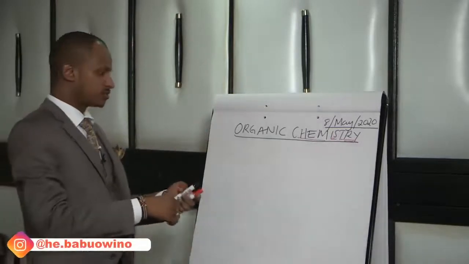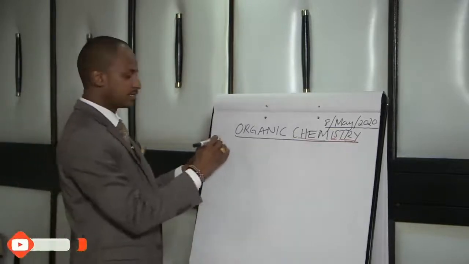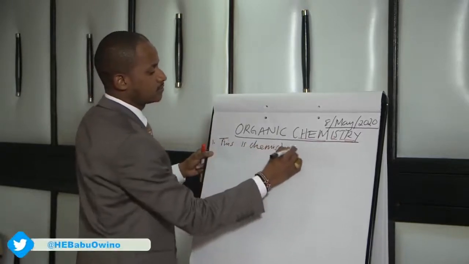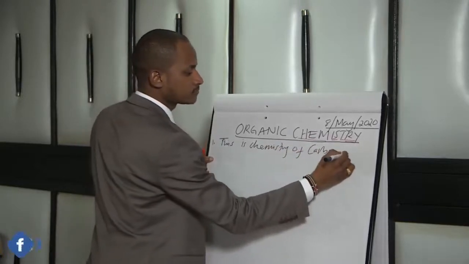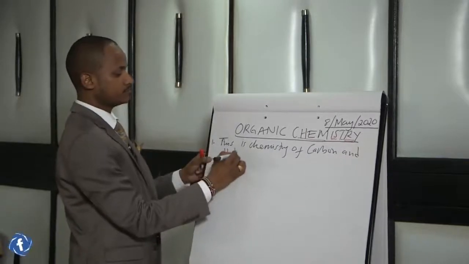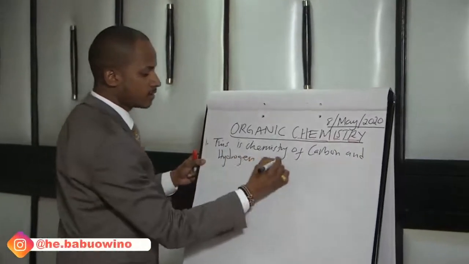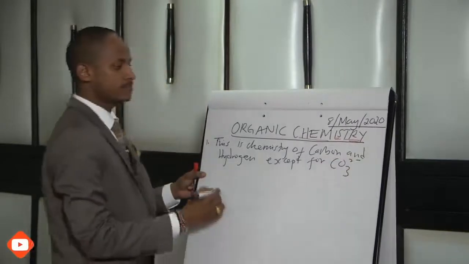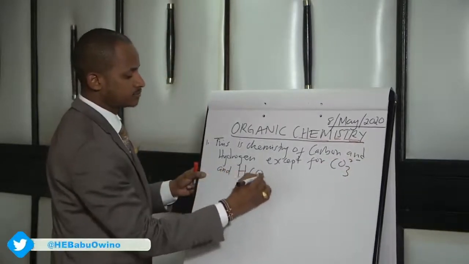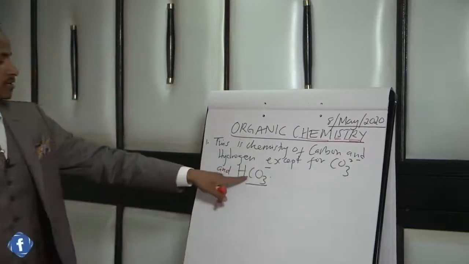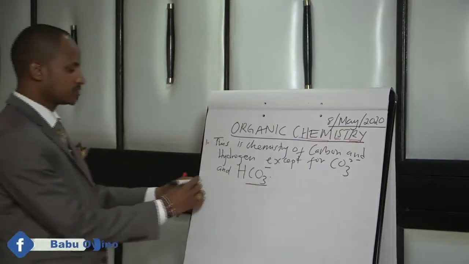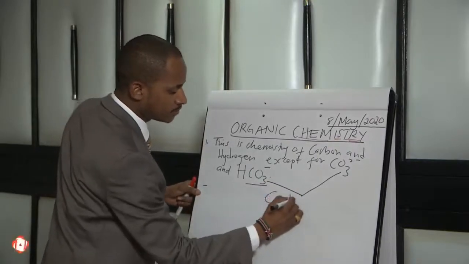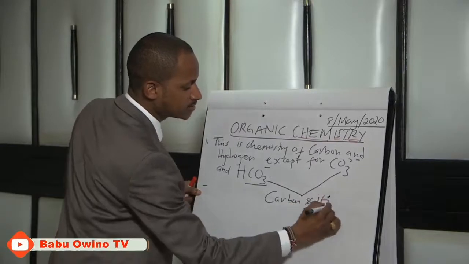So when we are doing organic chemistry, the first thing, this is the chemistry of carbon and hydrogen, except for carbonates and hydrogen carbonates. Why do we say except for carbonates and hydrogen carbonates? This is because the carbonates and the hydrogen carbonates are studied under carbon and its compounds.